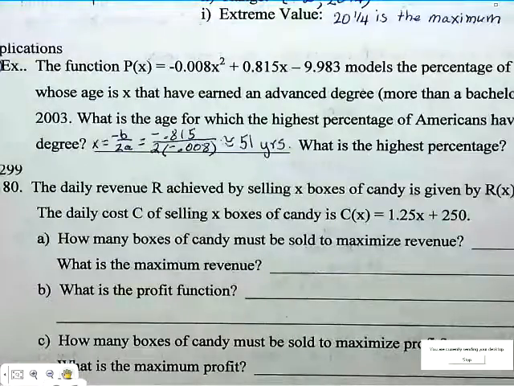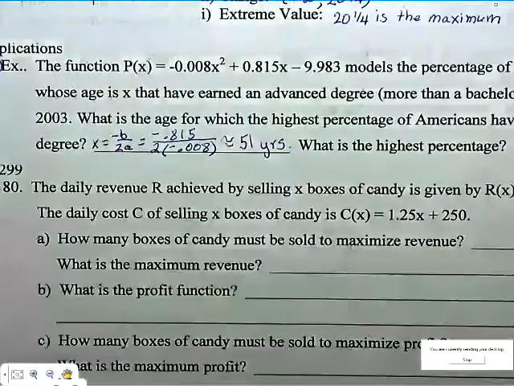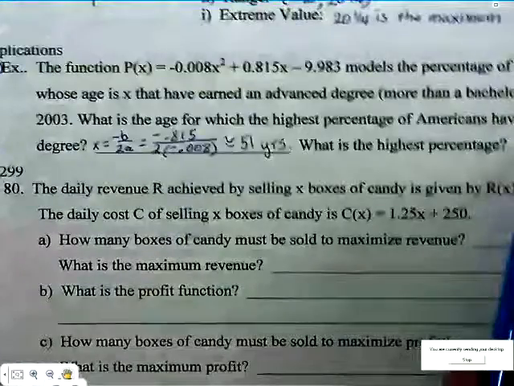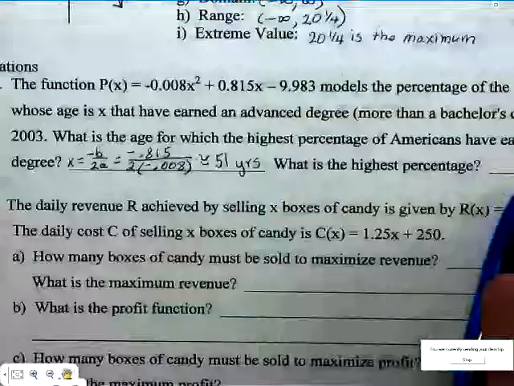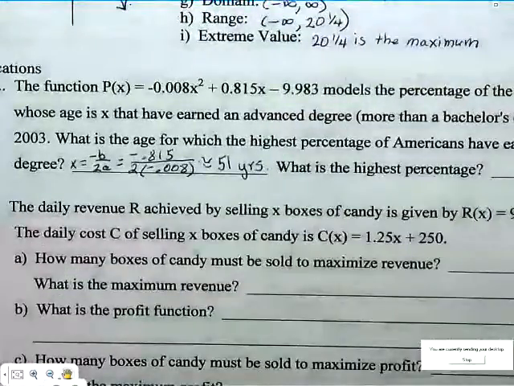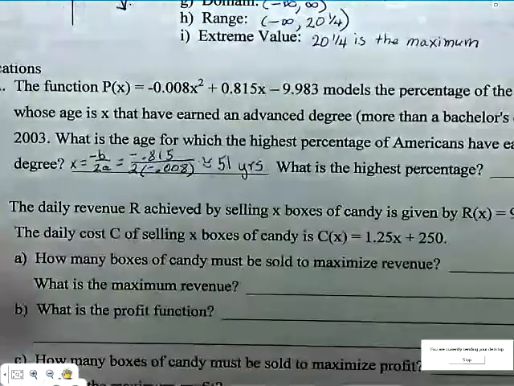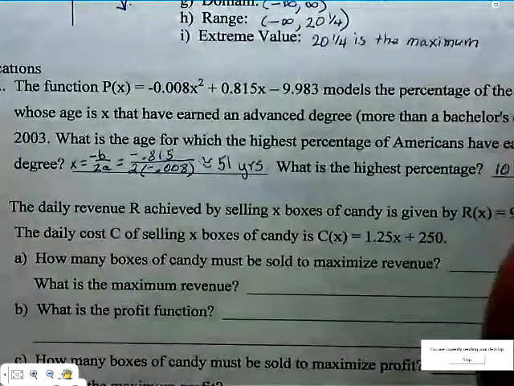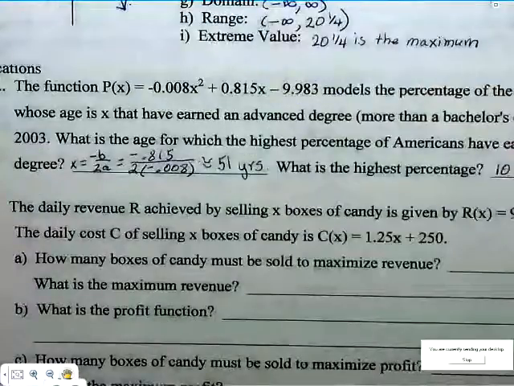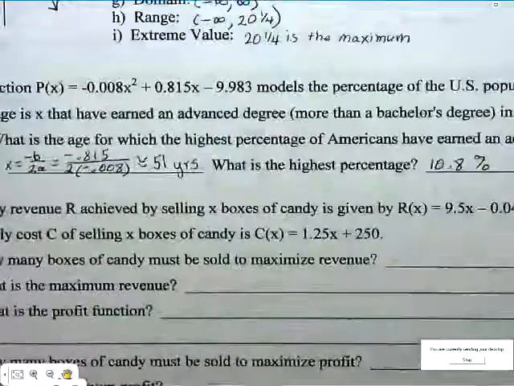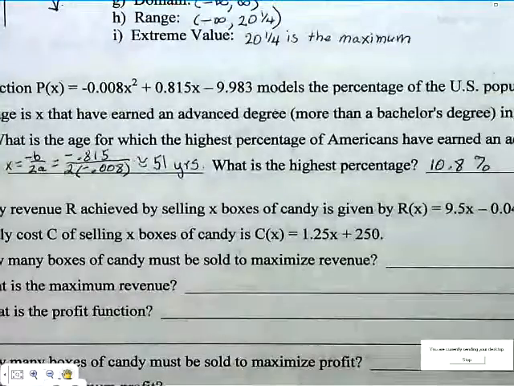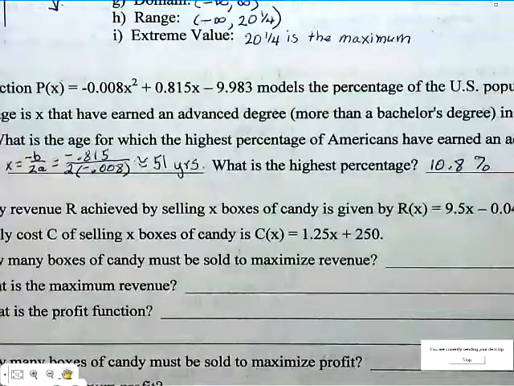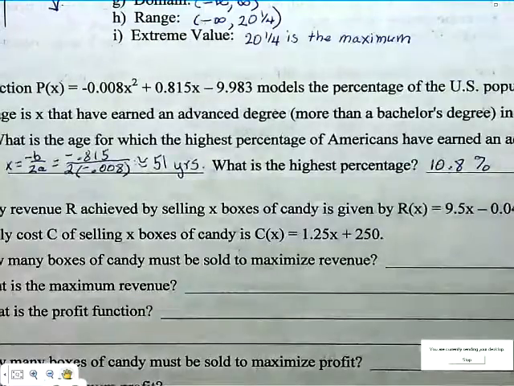Has anybody punched that yet? I don't remember what that turns out to be. So darn close to, let's say 10.77. Let's say 10.8%. Is that what you're telling me? That would take a minute on the calculator, but just put 51 into that function and see what you get. Less than 11% of 51-year-olds had advanced degrees, but still that was the highest percent of any age.